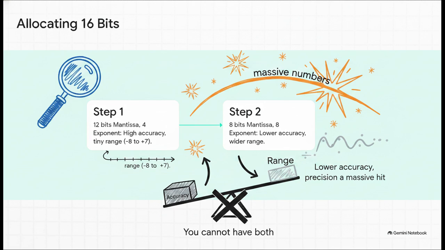Now look at step 2. We shift the slider. We allocate 8 bits for the mantissa and 8 for the exponent. Suddenly, our exponent can reach massive numbers, expanding our range exponentially. But because our mantissa shrank down to 8 bits, our precision takes a massive hit. It's a true trade-off. You absolutely cannot have both. You just have to choose.